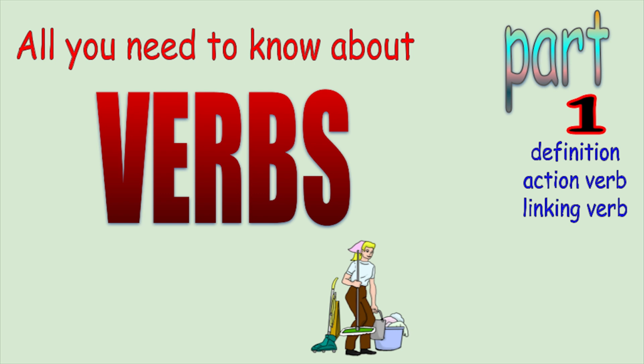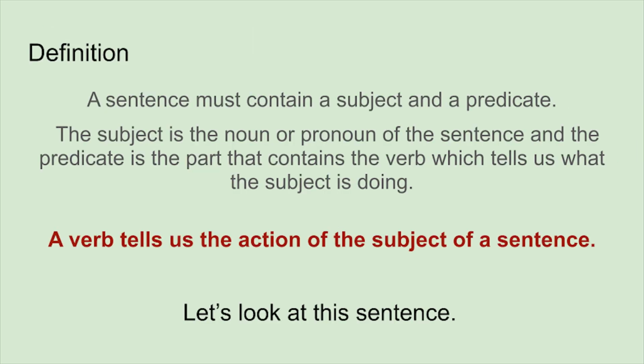Today we will be looking at verbs, which is one of the 8 parts of speech in the English language. We will give you the definition of a verb, tell you what is an action verb and what is a linking verb. A sentence must contain a subject and a predicate. The subject is the noun or pronoun of the sentence, and the predicate is the part that contains the verb, which tells us what the subject is doing. So a verb tells us the action of the subject of a sentence.